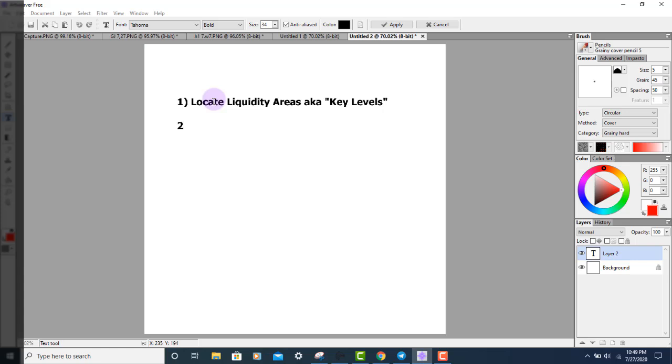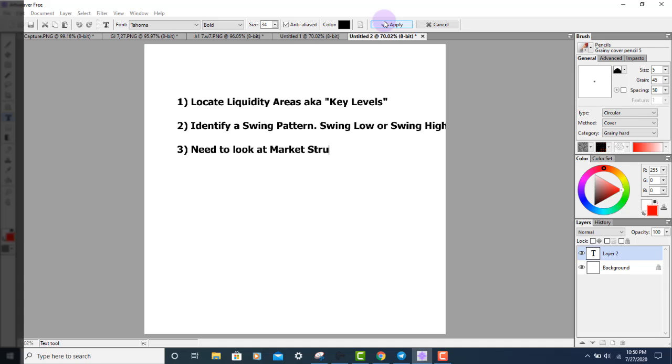Number two is identify a swing pattern, swing low or swing high. I will tell you more about that in a little bit. And third thing is you need to look at market structure on the H1.